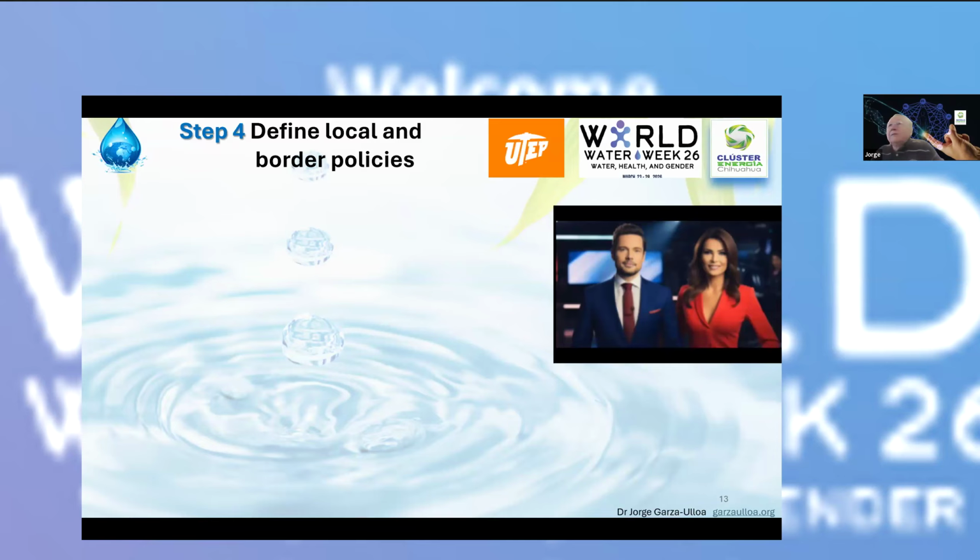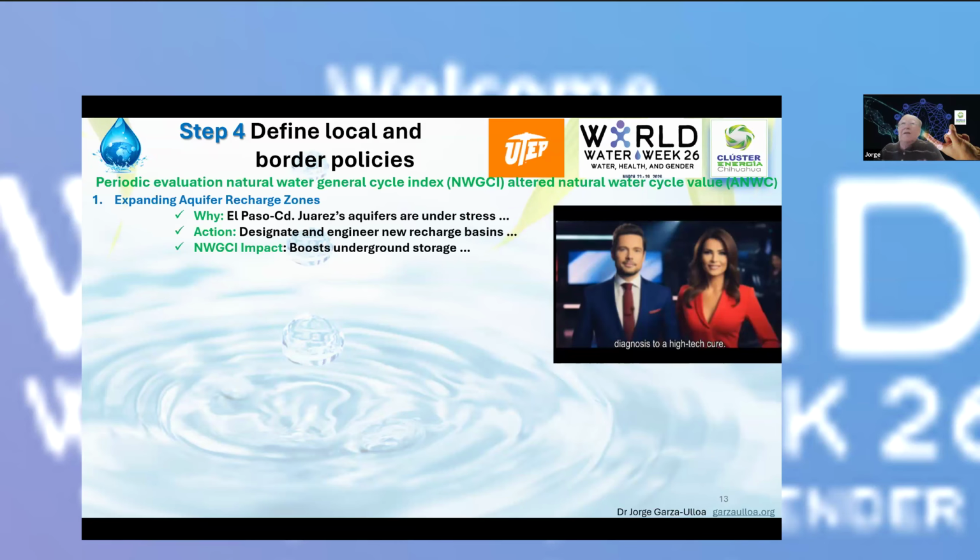That's correct. Thank you. That means we're going to define local, from a grim diagnosis to a high-tech cure. Okay, that means that we need to make periodic evaluation of the natural water general cycle index. Why? Because we need to expand the way the aquifers are recharging. Right now, the aquifers are under stress due to the declining Rio Grande flows and limited recharge.